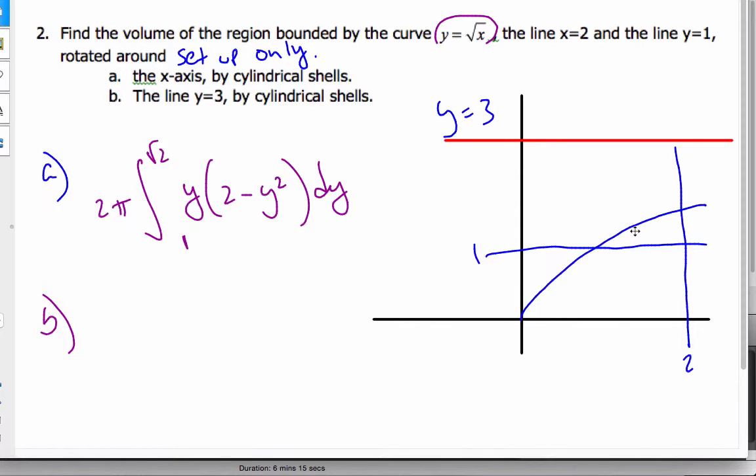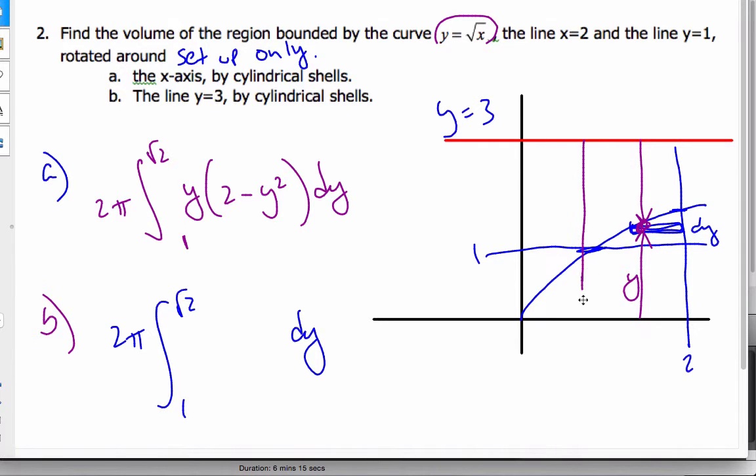And again, I want to make my little rectangle parallel to the axis I'm looking for, so it helps me recognize I'm doing dy. The cylindrical shells is 2 pi, and I'm going to go again from 1 to root 2. My radius, though, let me think about this. The radius is going to be here. And so I know that this distance here is y. This distance here is 3. So my radius is 3 minus y.